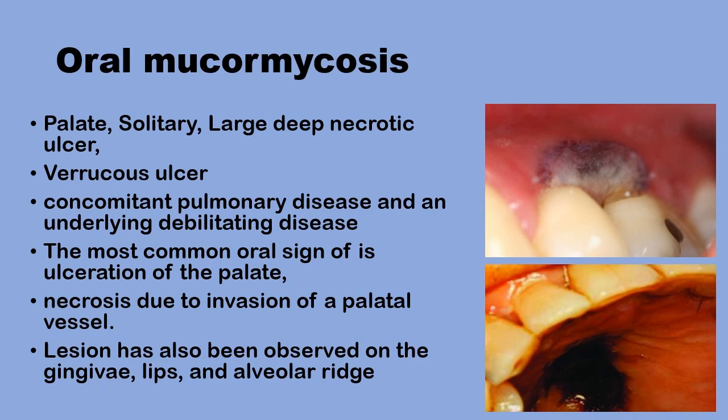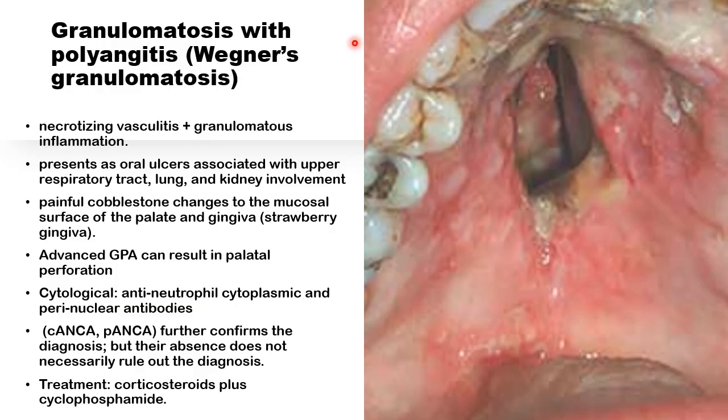There is a group of granulomatosis causing solitary chronic oral ulcers, starting with the granulomatosis with polyangiitis, previously termed Wegener's granulomatosis. The pathology here is a necrotizing vasculitis plus a granulomatous inflammation. They present as an oral ulcer associated with disorders of the upper respiratory tract. The lungs and also the kidneys are involved.